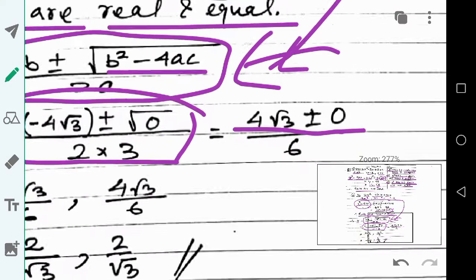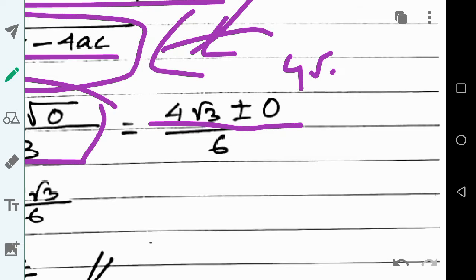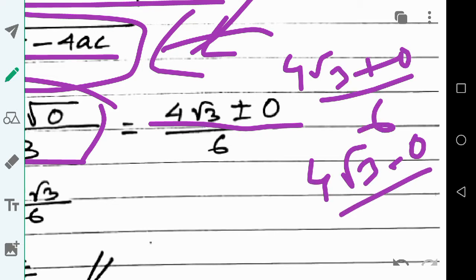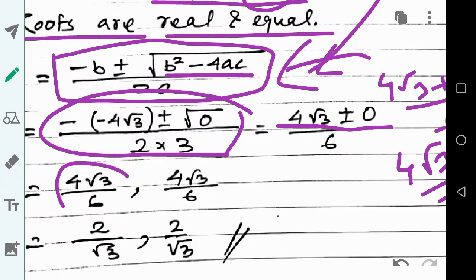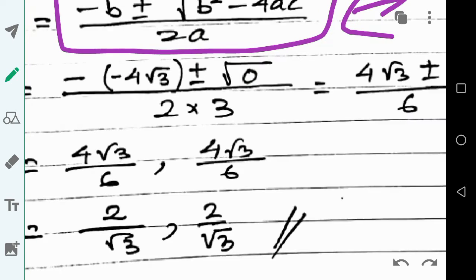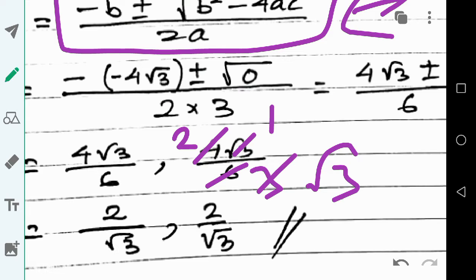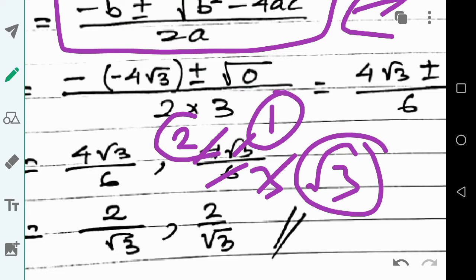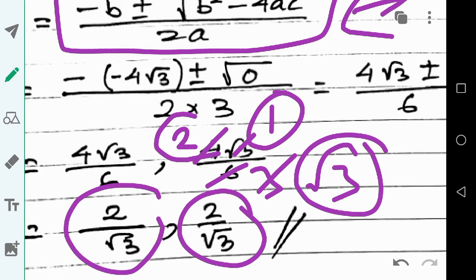Plus minus 0 by 6 means what? There are two roots, 4 root 3 plus 0 by 6 and 4 root 3 minus 0 by 6, and both are equal, 4 root 3 by 6. Now let me simplify this. If you cancel both the numerator and denominator by 2, then you will get 2 root 3 by 3, and this 3 can be cancelled by root 3: root 3 into root 3 is 3, isn't it? So we will get 2 by root 3. Here also we will get 2 by root 3. So these are the roots.